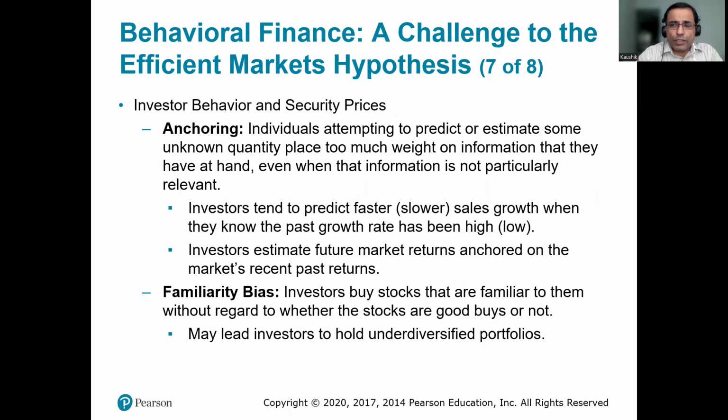Anchoring is also a bias among individuals where we place undue weight on information available currently. So investors' estimate of future market returns is heavily based on the market's recent past returns. If the market has done well in the recent past, we would give more importance to that information and expect that if invested in that market, we will earn higher returns as before.